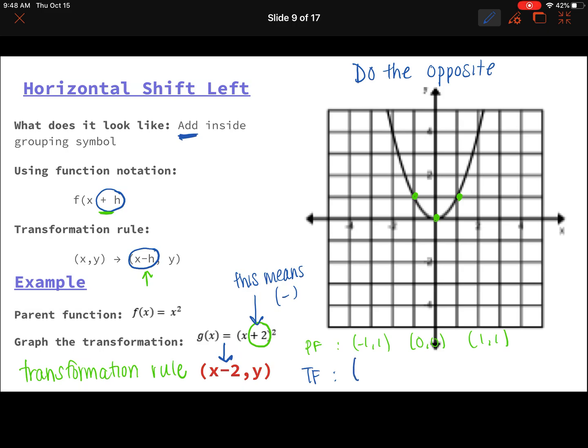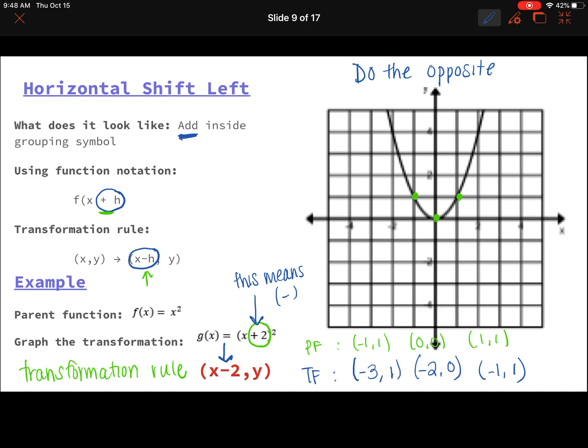Okay, so I'm going to make my new points. Now, my x is being affected. So I have -1 minus 2, which now becomes -3. Remember, my y does not get affected. Same thing on the next. 0 minus 2 becomes -2. Y does not become affected. And lastly, 1 minus 2 is -1, and this 1 does not become affected.